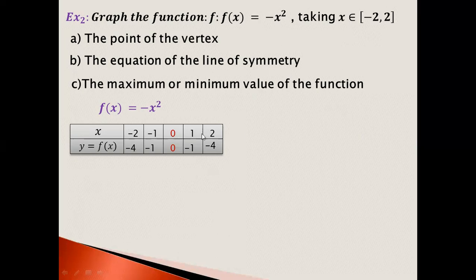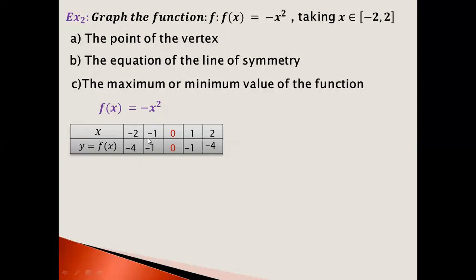We need to find the images of these elements by using the function rule negative x power 2. To find the image of the element negative 2, we need to substitute the value of x equals negative 2 in the function rule, or replace the letter x by the number negative 2 here. The result is going to be negative 4.